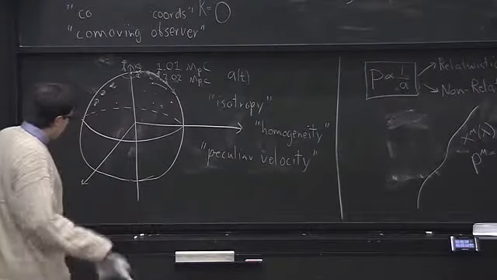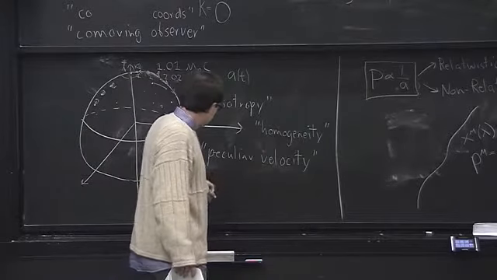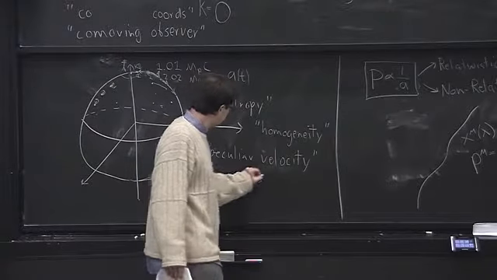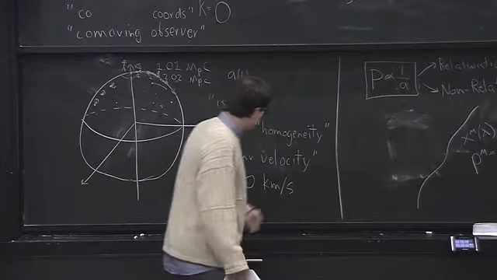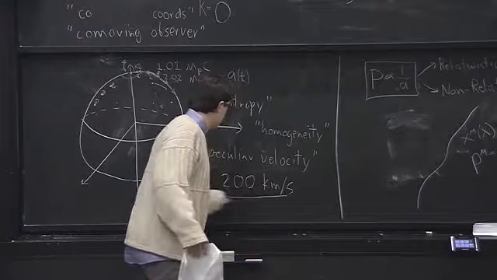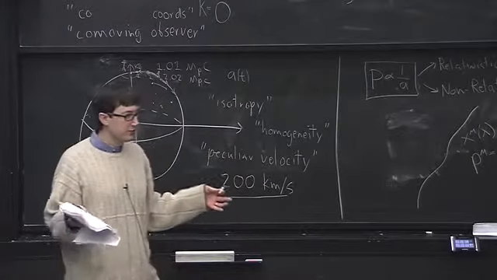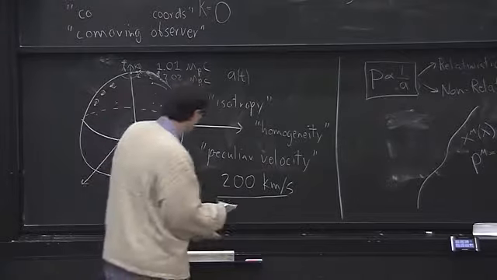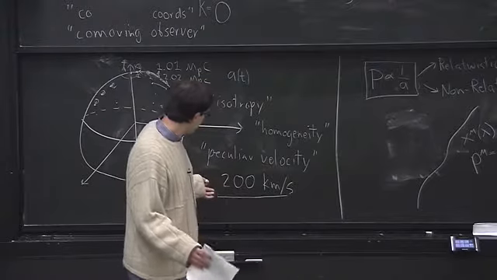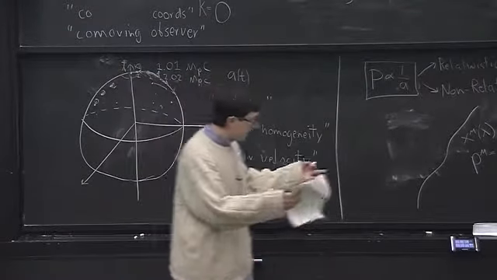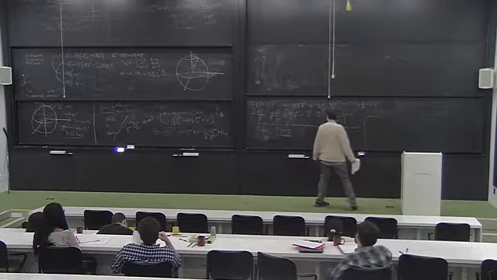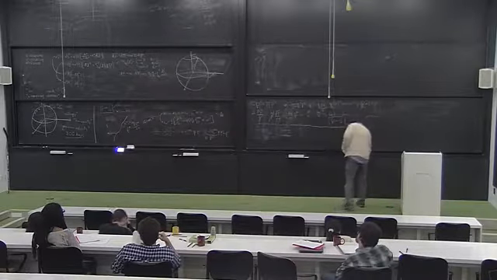Okay, and so, for example, in our universe today, it so happens that most things have a peculiar velocity of roughly a couple hundred kilometers per second. So on average, they're rather close. This is very non-relativistic velocity. So on average, they're rather close to being in the cosmic rest frame. They're rather close to being co-moving observers. But a random galaxy or a cluster of galaxies will not be precisely at rest. It'll typically have some little peculiar velocity, like our Milky Way galaxy, of order a couple hundred kilometers per second. Okay, so that's massive particles.